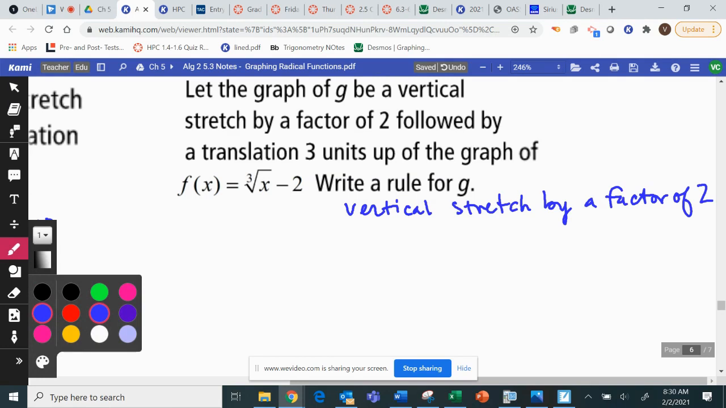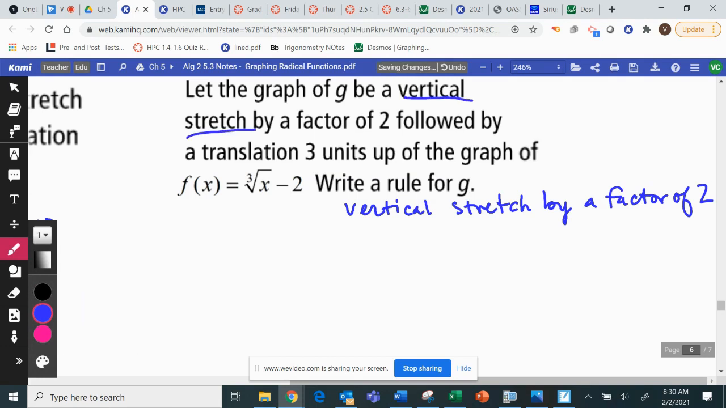So we haven't practiced this yet today. Vertical stretch. So we're not doing horizontal. And then followed by a translation 3 units up. So again, these are vertical. So vertical goes on the outside. The way that I can show that with my work, we've got a vertical stretch by a factor of 2. I'm going to put that 2, and I'm going to put a big old parenthesis, and I'm going to have cube root of x minus 2.